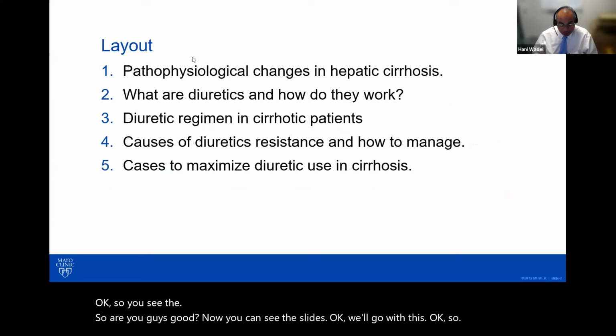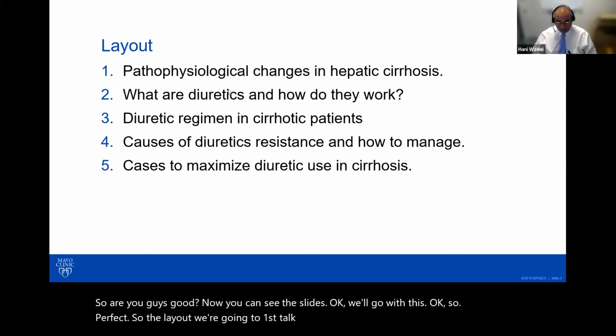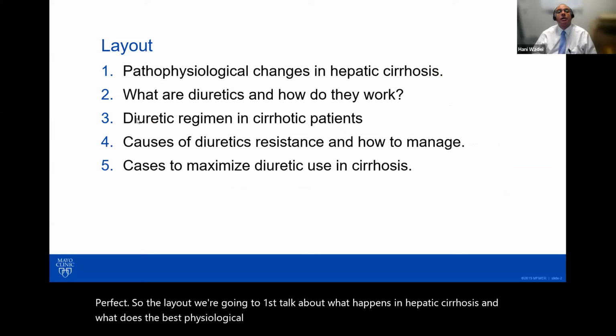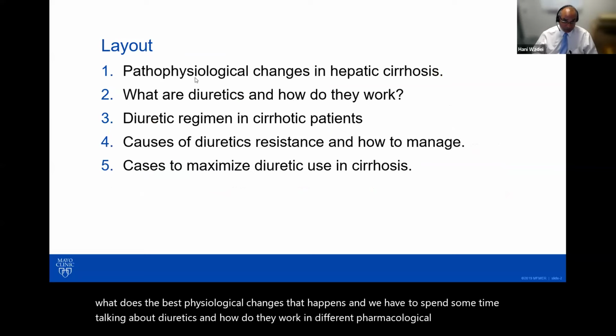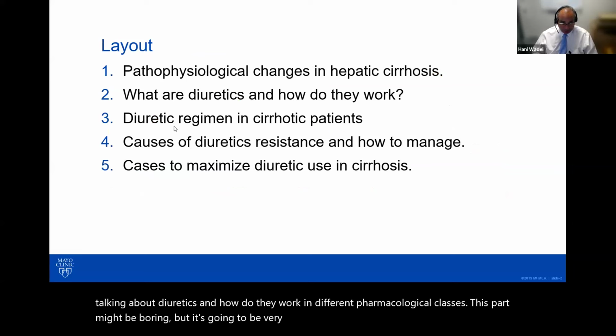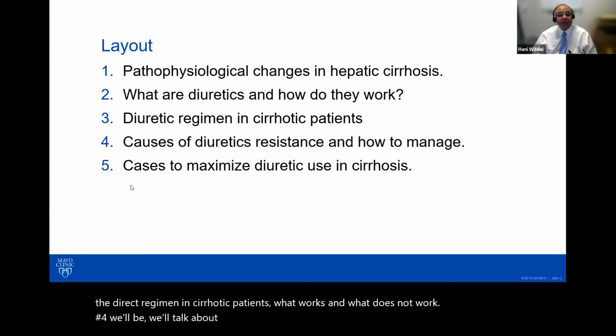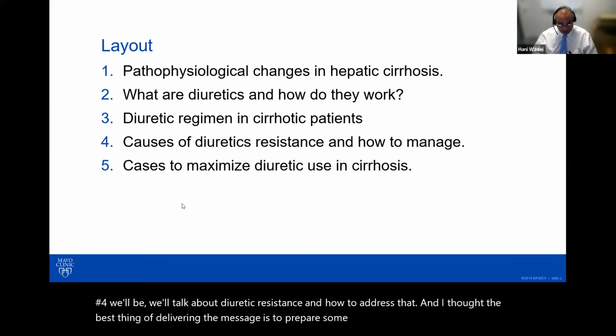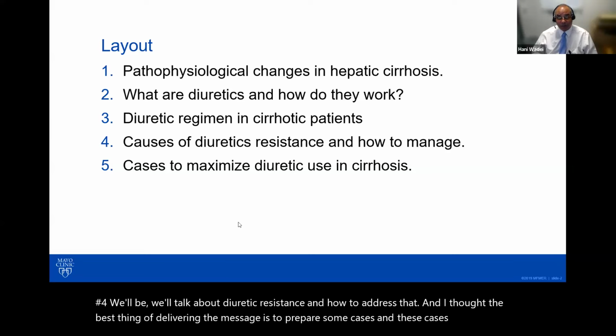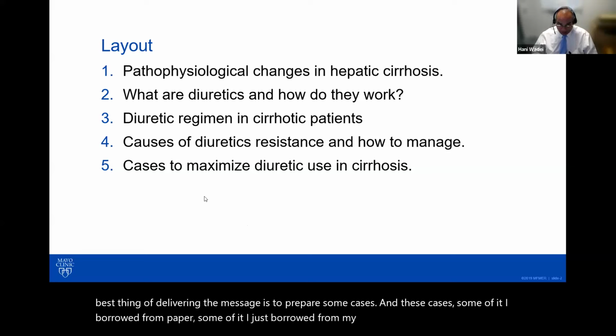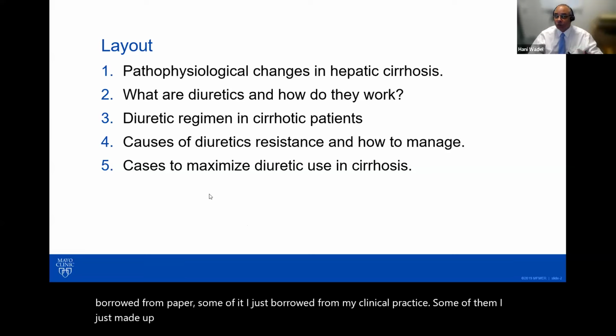Perfect. So the layout, we're going to first talk about what happens in hepatic cirrhosis and what are the pathophysiological changes that happen. And we have to spend some time talking about diuretics and how do they work in different pharmacological classes. This part might be boring, but it's going to be very important. And the third part is about talking about the diuretic regimen in cirrhotic patients, what works and what does not work. Number 4 we'll talk about diuretic resistance and how to address that. And I thought the best way of delivering the message is to prepare some cases. And these cases, some of it I borrowed from papers, some of it I just borrowed from my clinical practice, some of them I just made up, okay? So don't quote me on minor details, but each case has a message to deliver.